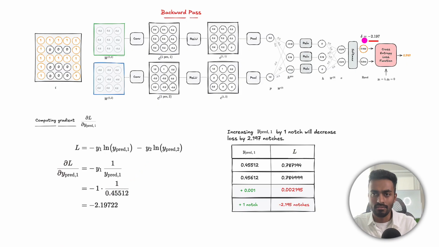And we'll also represent that gradient of del L by del y pred 1 by a little delta above the neuron here. I'm going to keep writing this delta over all the neurons throughout this network.